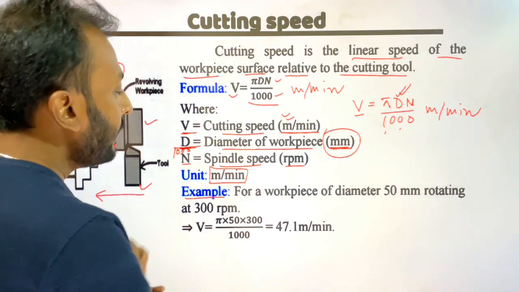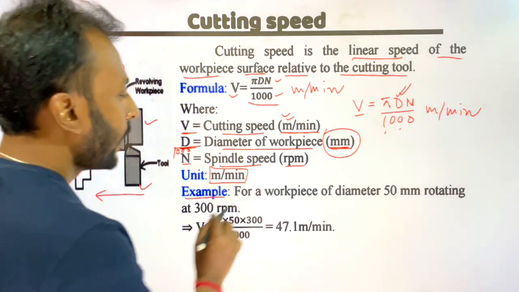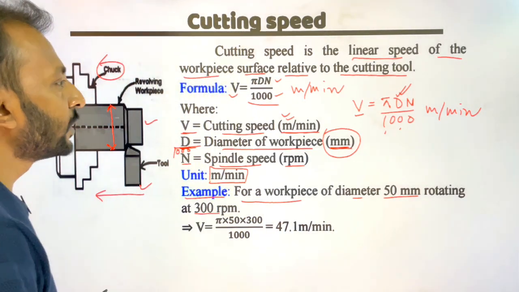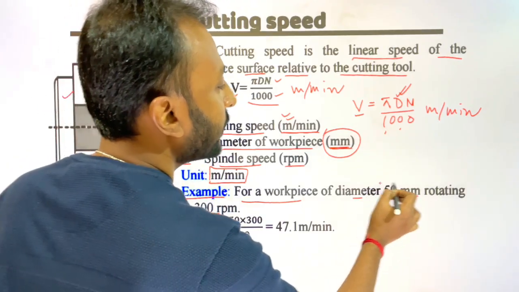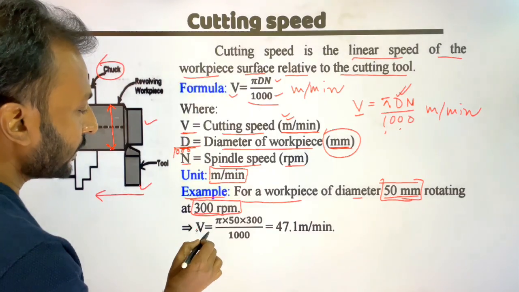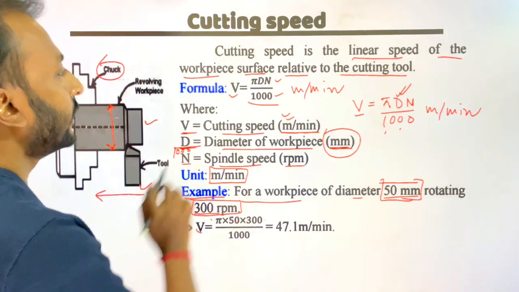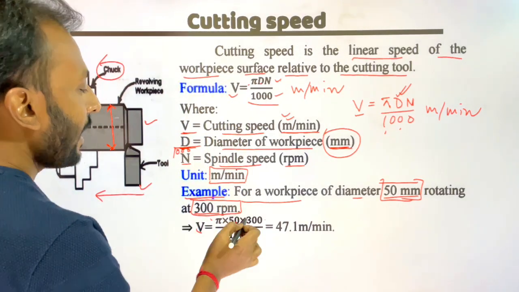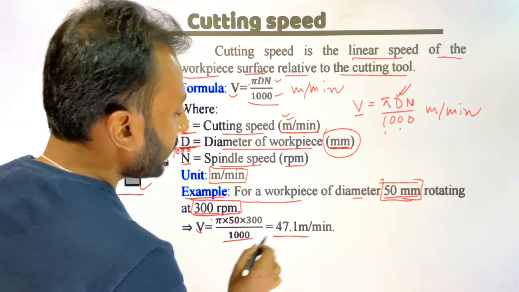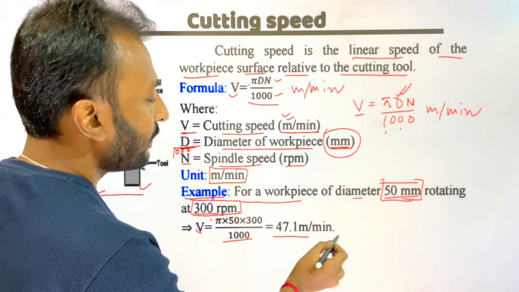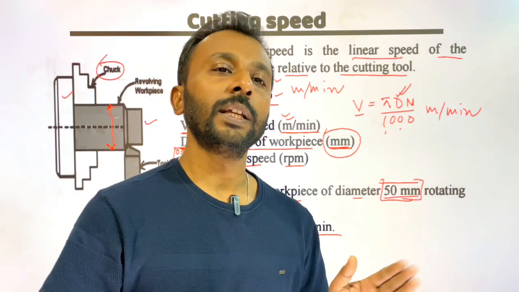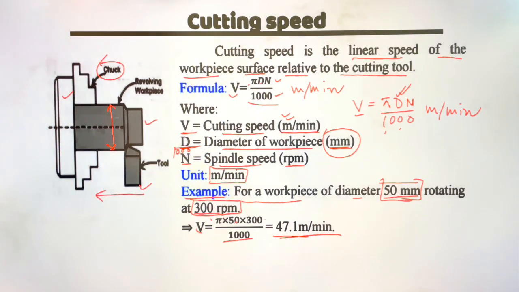So let's now see an example for the cutting speed calculation. For a workpiece of diameter 50 millimeter rotating at 300 rpm, D is 50 millimeter and N is 300 rpm. So V is pi into 50 into 300, that is pi D N, D is 50 and N is 300, divided by 1000. If we calculate, it will be about 47.1 meter per minute. This is an easy numerical. We will see more numericals in the next videos. So this is cutting speed.